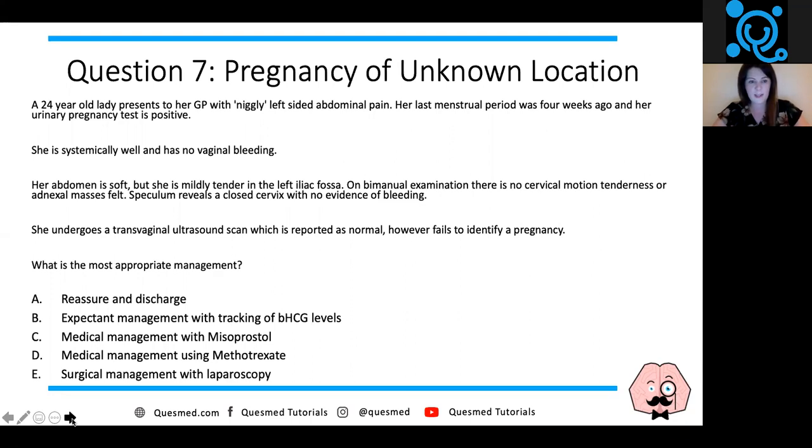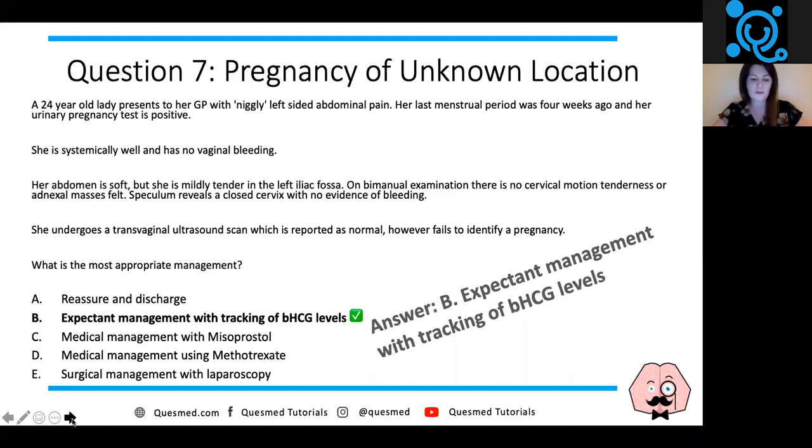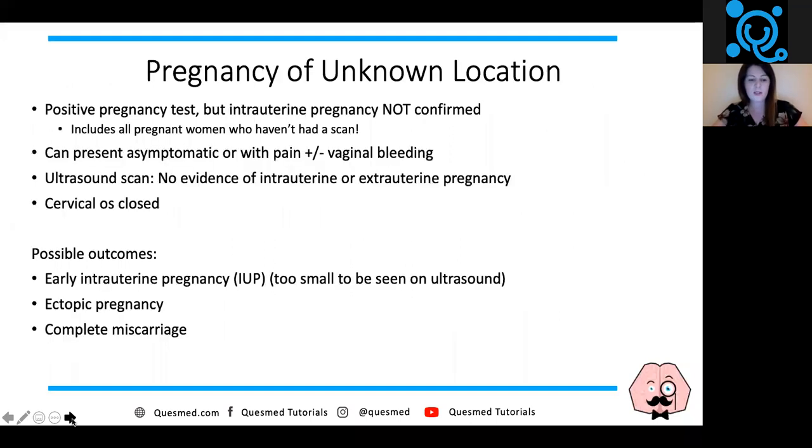Great, thank you for answering. So most of you got the correct answer, which was B, expectant management tracking of beta HCG levels. So let's talk about pregnancy of unknown location.